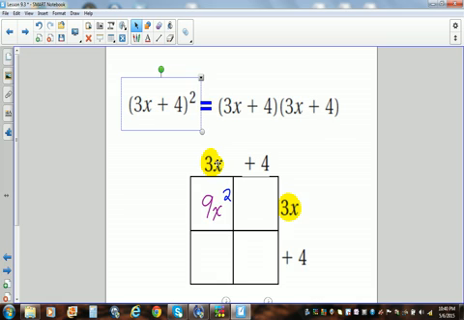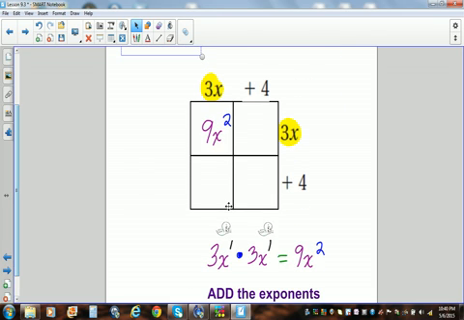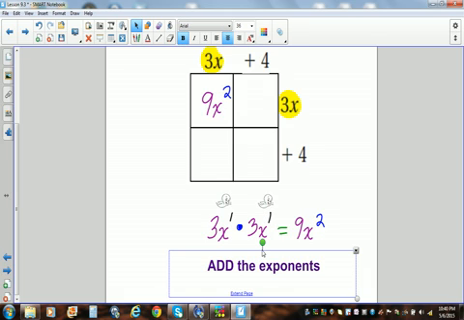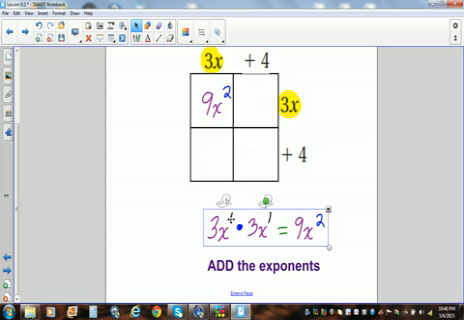So we're going to take the term, good, nice vocabulary word, Mr. Phillips, 3x and multiply it by 3x. We're going to remember that when we are multiplying exponents, we're really adding them. So 3 times 3 gives us 9. 1 plus 1 gives us 2, so we have the term 9x squared. 9x squared.